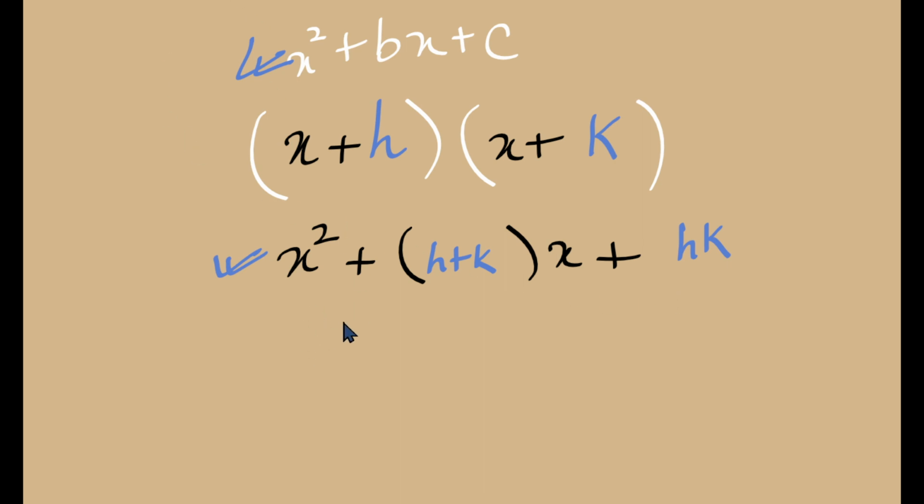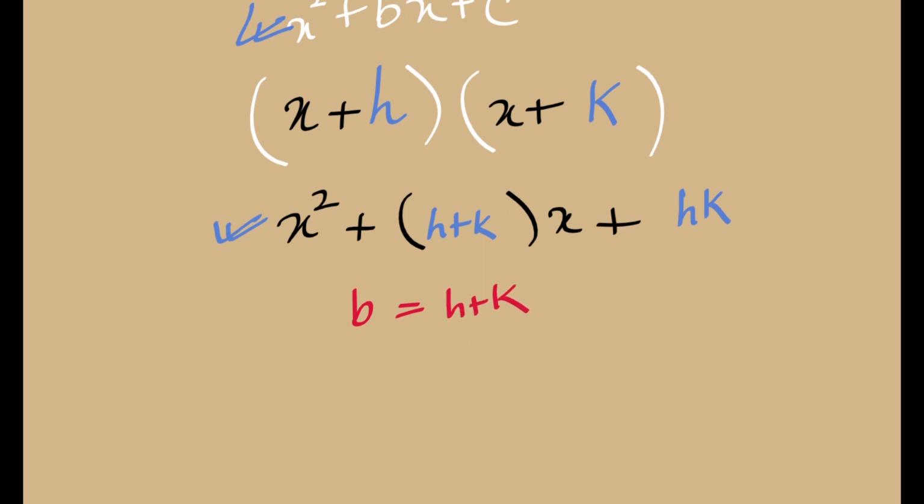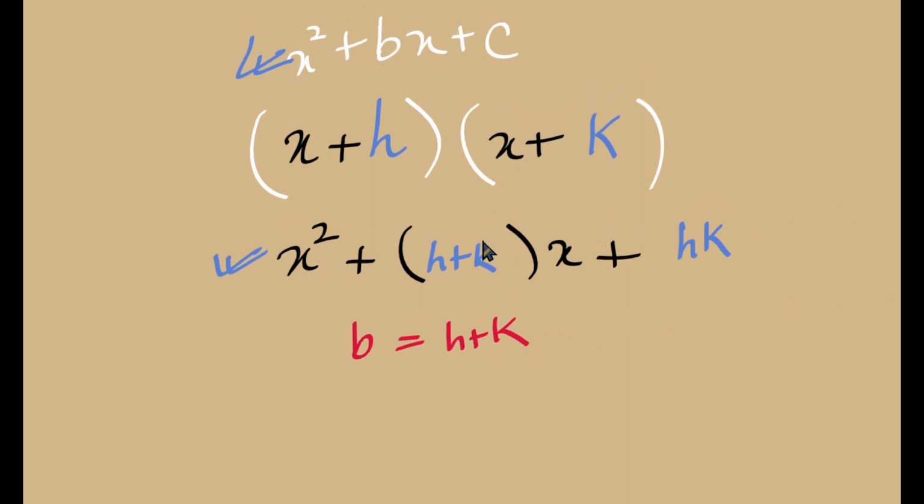So what I see is the coefficient of x squared is 1, so that's taken care of. The middle term's coefficient is b, but in the second equation it is h plus k. These both should have been equal for the two expressions to be equal. And similarly, the constant term c should have been equal to hk.